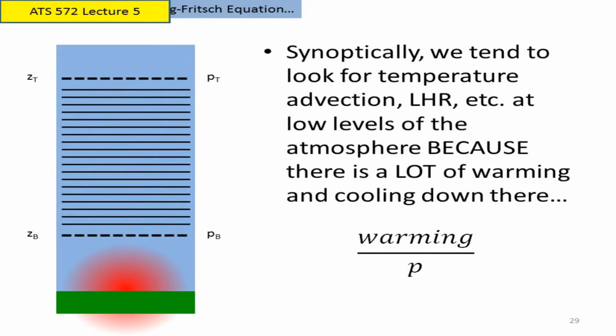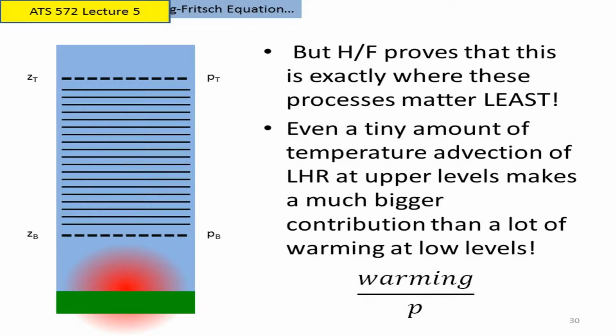Now, in practice, most synoptic scale heating actually happens very near the surface. I mean, temperature advection, latent heat release, and so on typically happen in the lower troposphere. So most of that heating is actually going to be happening below whatever we're considering this level. Let's say the bottom of our layer here is 500 millibars or something like that, or 850 millibars or 700 millibars or something. No matter what, most of it is happening down there. But that's actually where Hirschberg-Fritsch says it matters least.